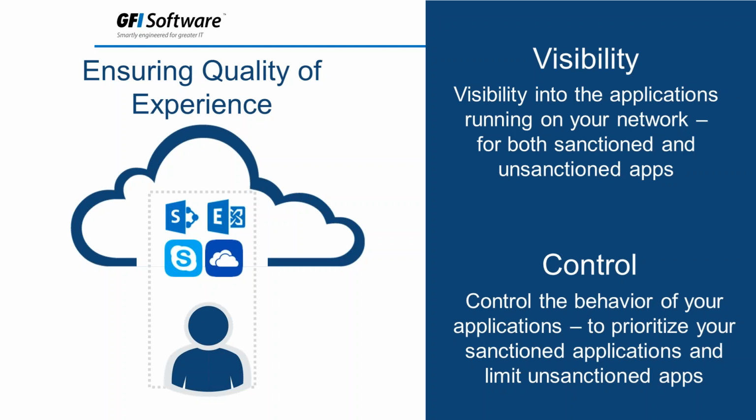And the idea is, once you have that sort of visibility, you can begin to implement this method of control, this method of QoS, these rules. You can control the behavior of these applications. You can prioritize your sanctioned applications, and conversely, you can limit the unsanctioned applications as well.